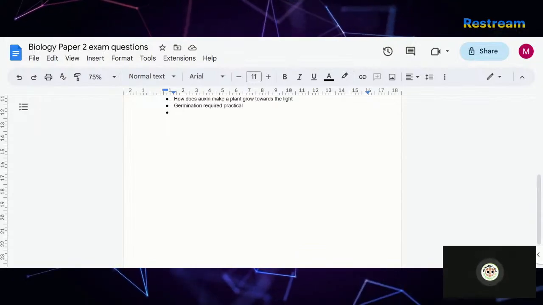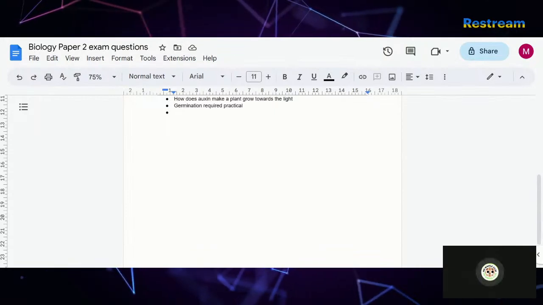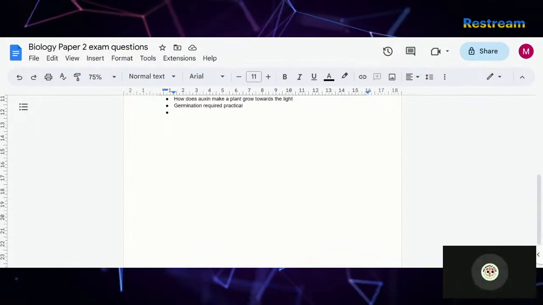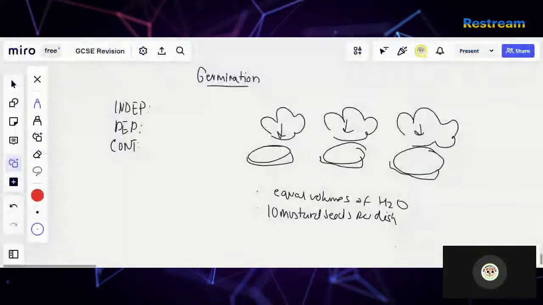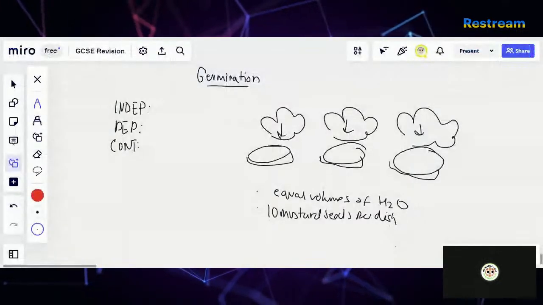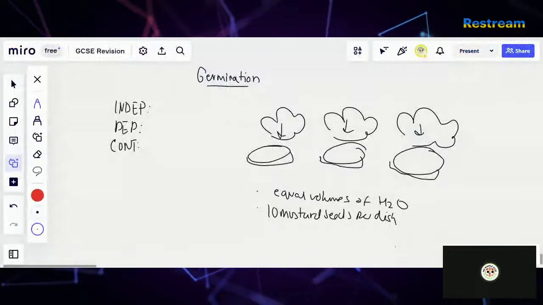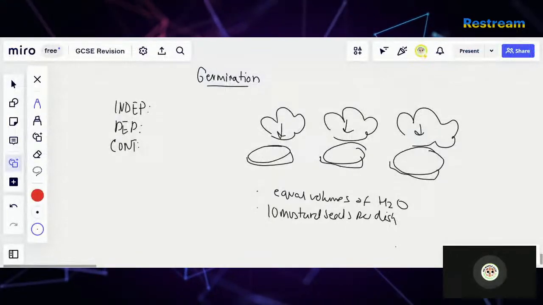We are then placing 10 mustard seeds per dish. The reason why there's so many is because it increases the chance of plants to grow there, and therefore that enables the plants to grow. And then what we're going to do is we're going to leave these 10 mustard seeds per dish to germinate in the warmth.